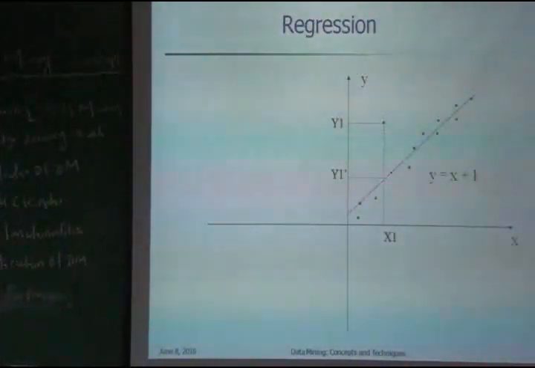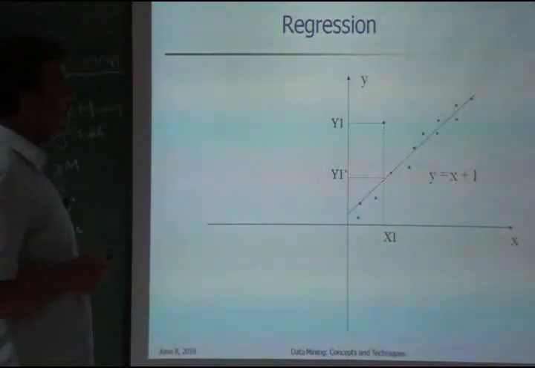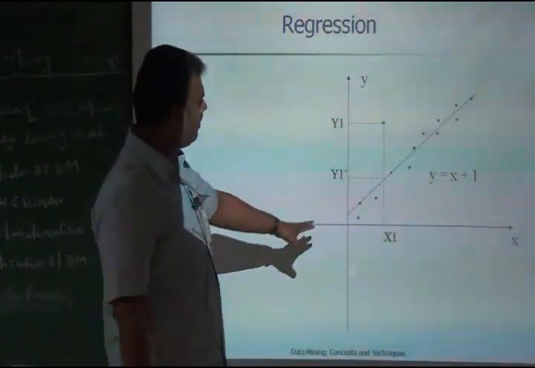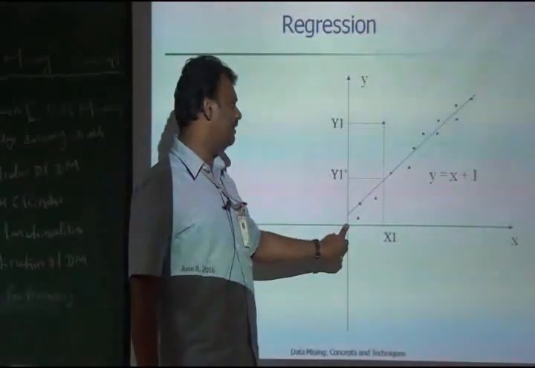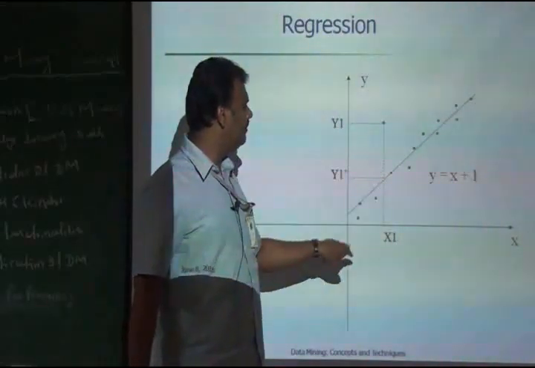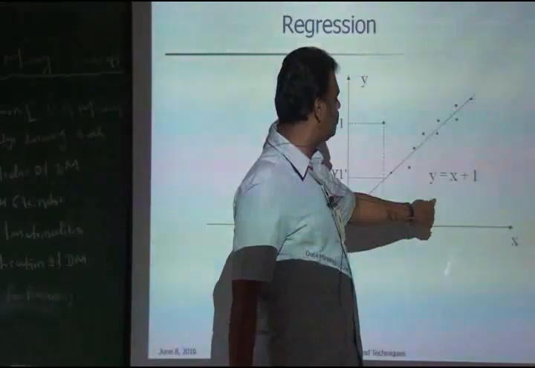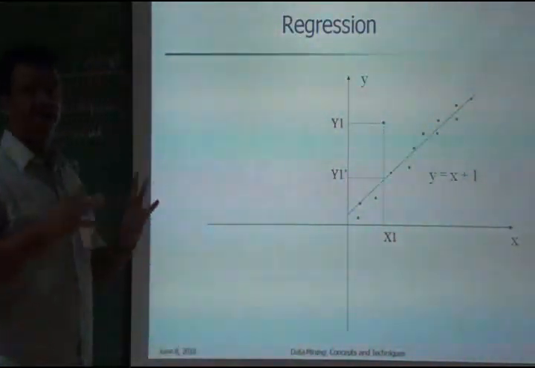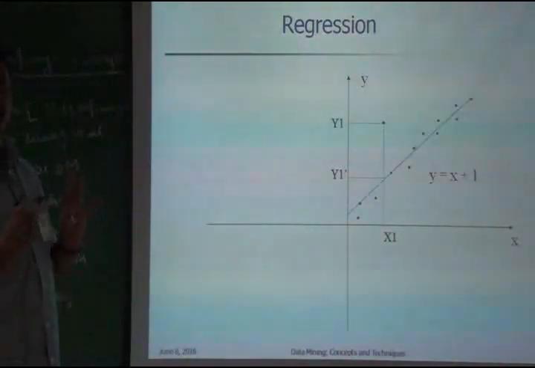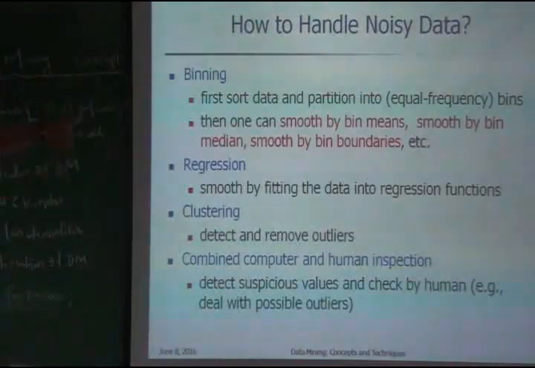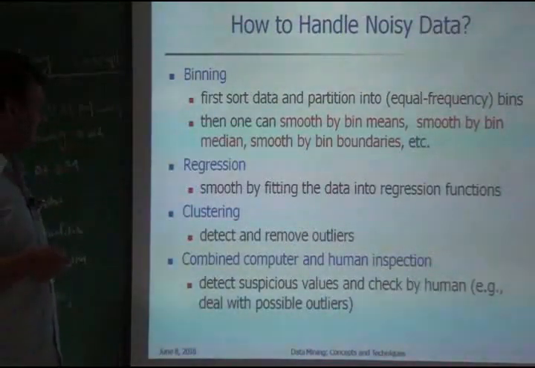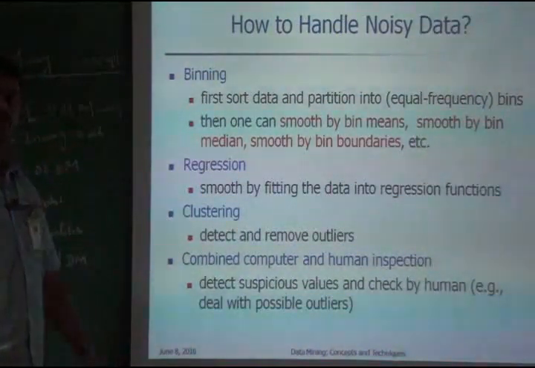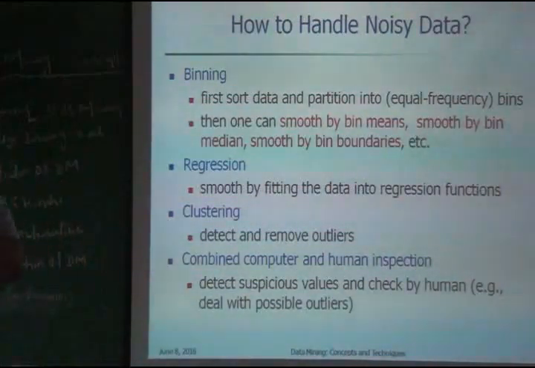The next one is regression. A single line that fits the two variables, for example y equals x plus 1. The straight line that fits the two variables is called regression, or linear regression. The first one is binning, the second regression, then clustering. What do you mean by clustering? Similar objects are grouped together.